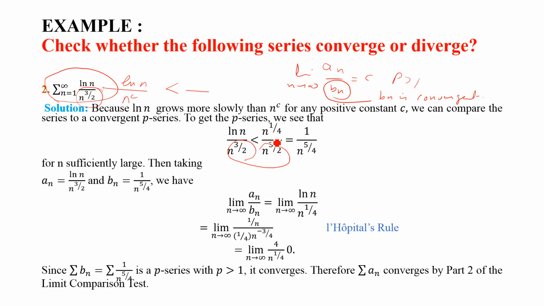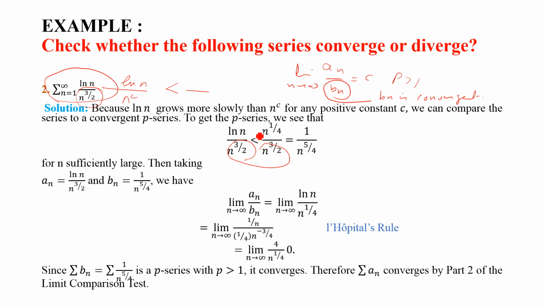If we choose n to the power 1 over 2, which is also valid in a way, since natural log of n is less than square root of n, but in this case we are going to get a p-series with p equal to 1, which is not convergent. So let's try a convergent series first, and then we'll see what happens. In order to make it convergent, we need p greater than 1. That is why we chose n to the power 1 over 4.